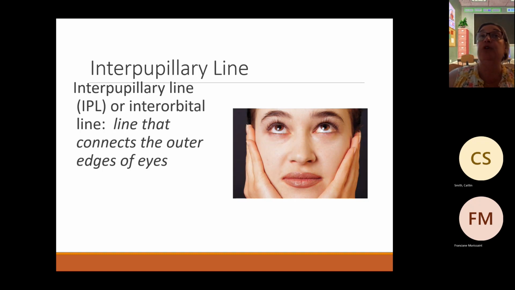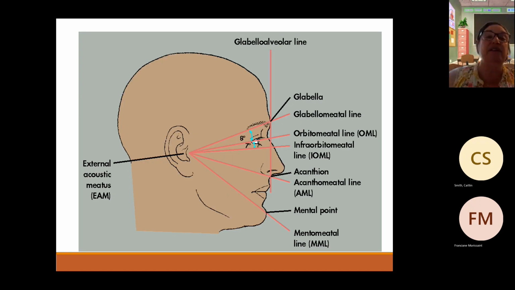The interpupillary line we're going to use when we position for a skull, a lateral. That's just basically from the outer part of the orbit straight across. By the movement of the chin up and down, that's how you make it perpendicular, which you'll learn in lab. So here I included these images so that you would get a better understanding of how these lines are drawn and where they are.